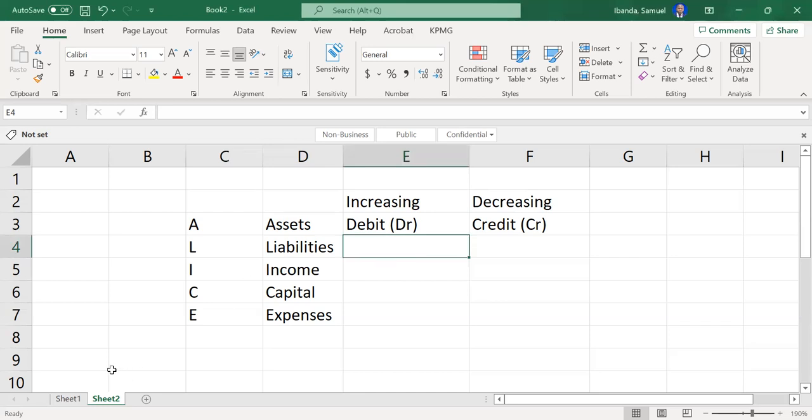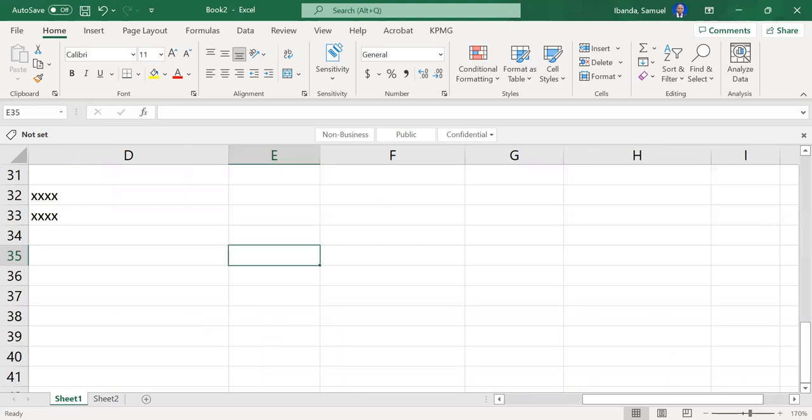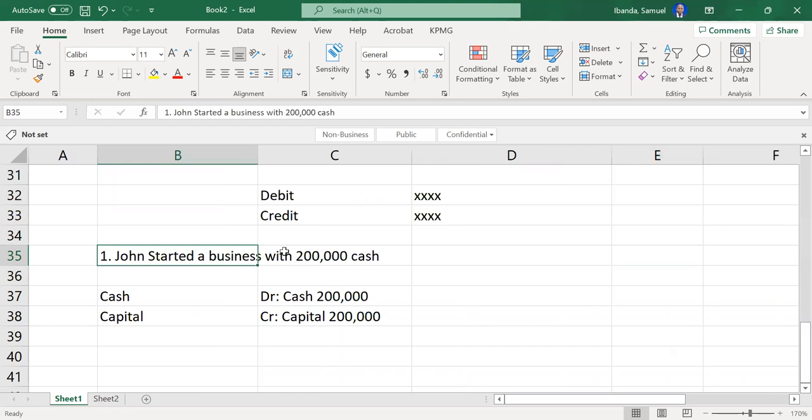Once you understand that, yours is to know that whenever you read a transaction and you see that there is an asset increasing, for example, in this transaction of John started a business with 200 cash, yours is to ask yourself, is there an asset that is involved?